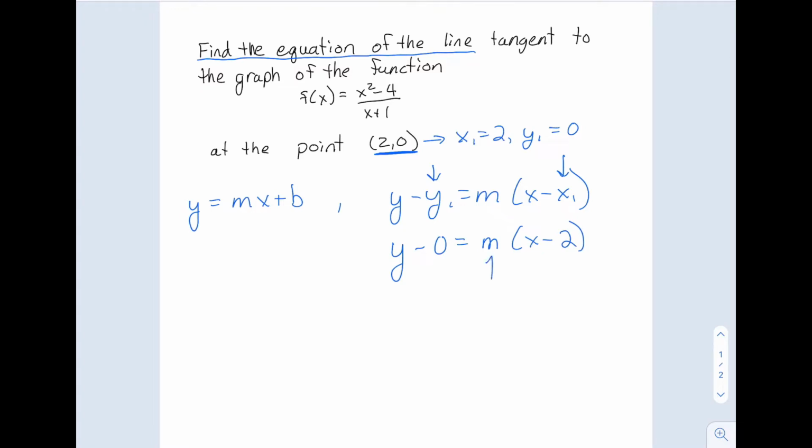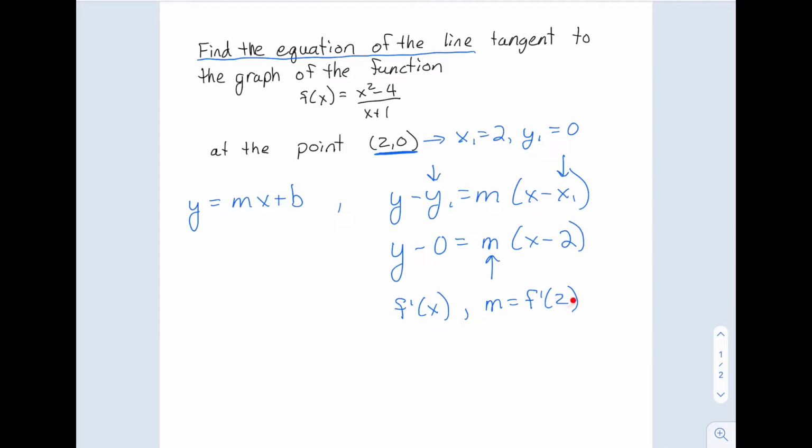Next, we need to think about what our slope is. Well, in our study of calculus, we've learned that the derivative of a function is related to the slope of the tangent line. In this case, if I were to find a formula for the derivative of this function and then substitute in 2 for x, I would have the slope of the line tangent to the graph when x equals 2. So that's exactly what I need here. I know that m is going to be f prime of 2. So my task is going to be to find the derivative and sub in 2.